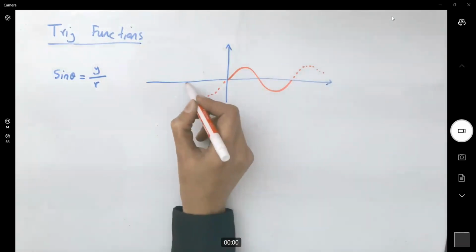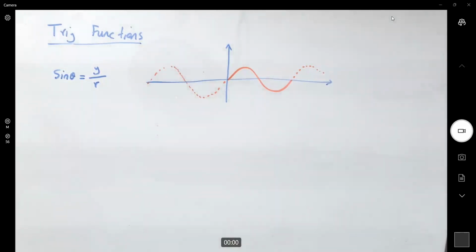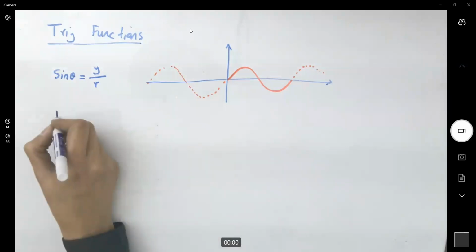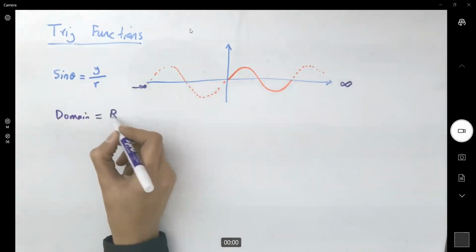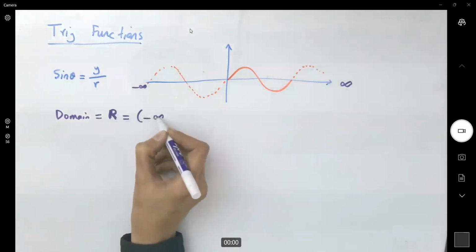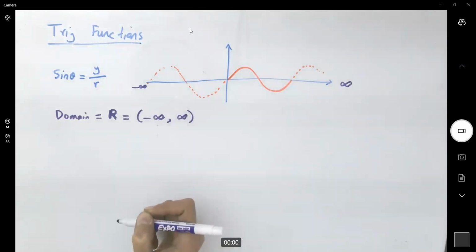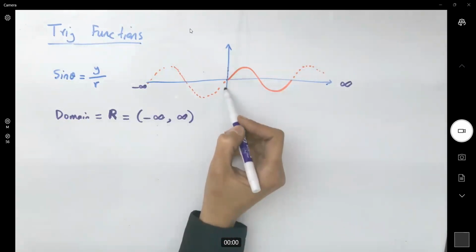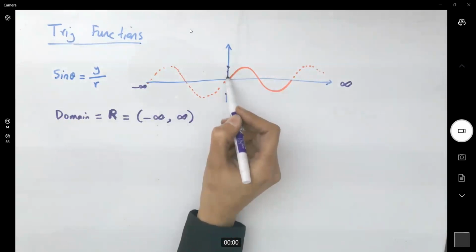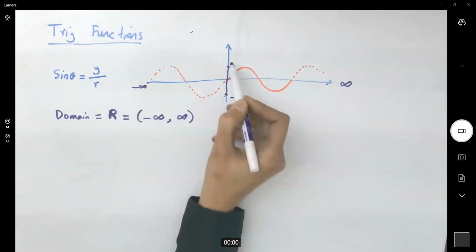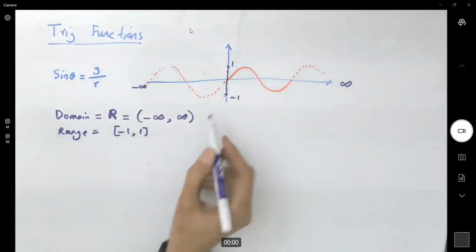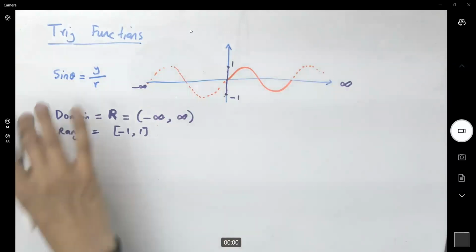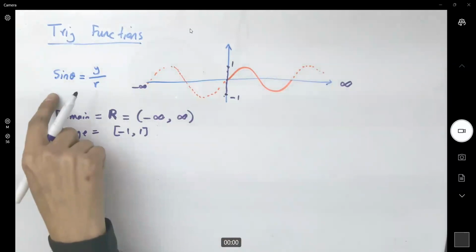What was the domain of this function? What was the range of this function? For the domain, we said that the domain is from negative infinity to positive infinity. We represent this by bold R, or parenthesis negative infinity, comma, positive infinity, close parenthesis. And the range, the minimum y value to the maximum y value, is -1 to 1 included. We use brackets to show that -1 and 1 are both included. So this is the general domain and range of the sine function.